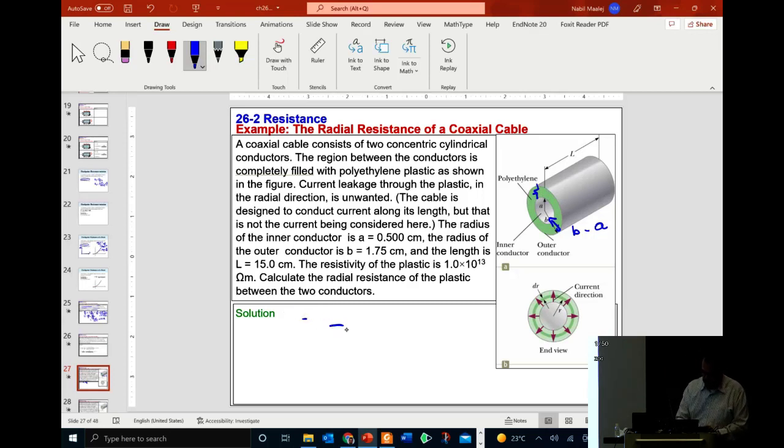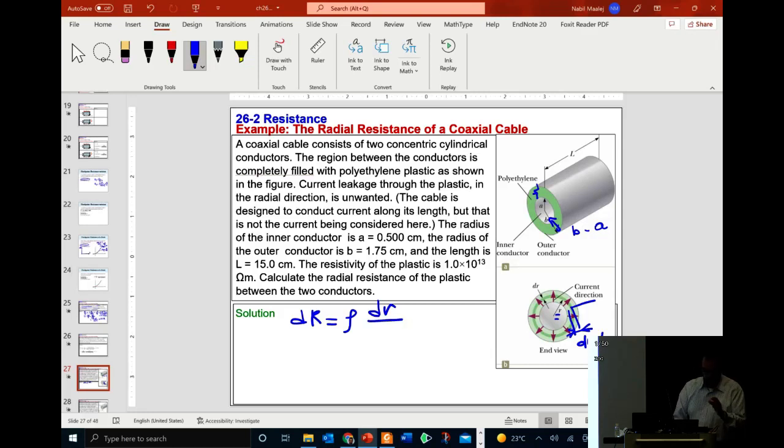So instead of using this equation, let's take an element in the plastic of radius r, small r, and of thickness dr, and we want to determine the resistance of this element. So I will write it dr because it's just an element. Let's use the resistivity times the length over the area. The length here is dr, this thickness. This is dr. This is L.